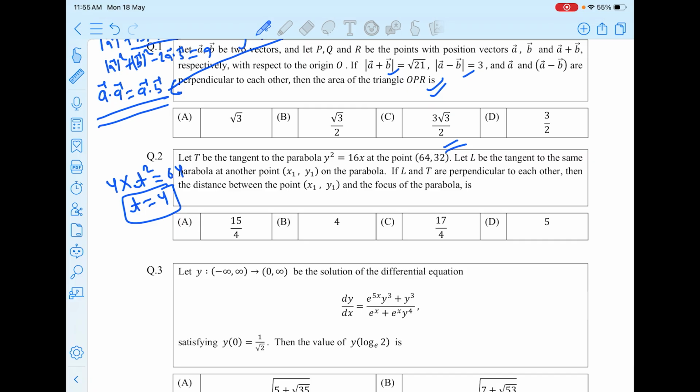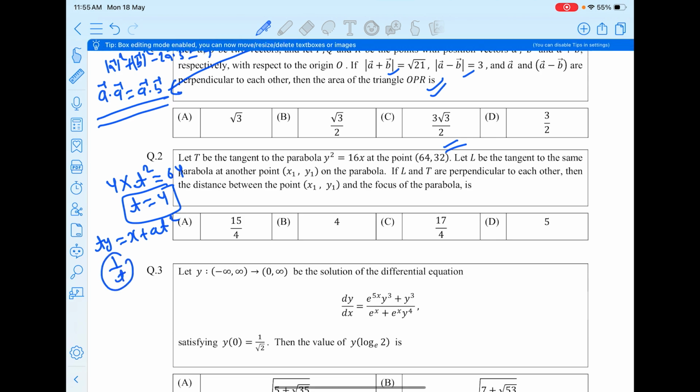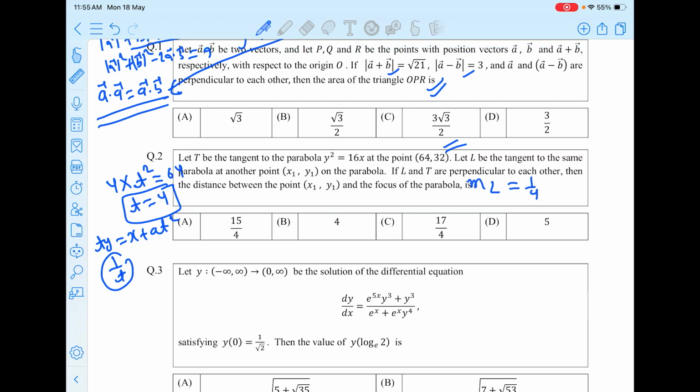Let L be the tangent to the same parabola at another point. L and T are perpendicular. What is the equation of tangent? Ty is equal to x plus A T square. What is the slope here? 1 by T. T is 4, so the slope of T is 1 by 4, and L is perpendicular to this. So the slope of L is minus 4.